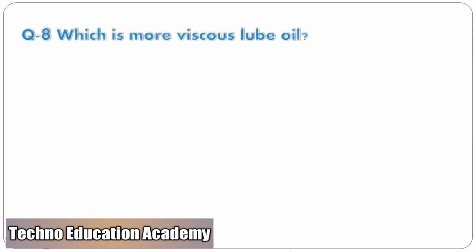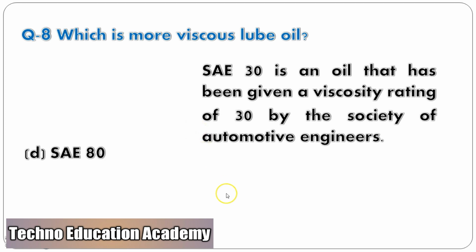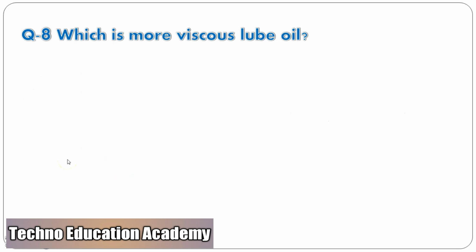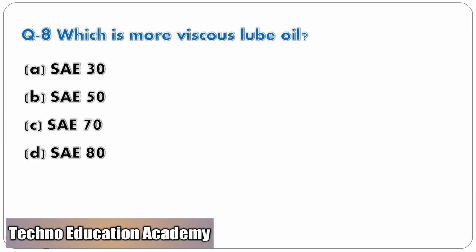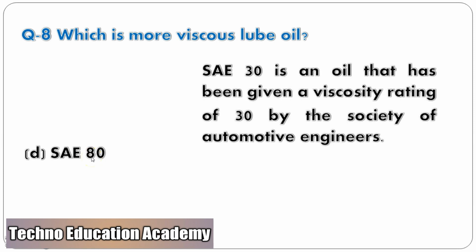Question number 8. Which is the more viscous lube oil? Option A, SAE 30. Option B, SAE 50. Option C, SAE 70. Option D, SAE 80. So the right answer is option D, SAE 80. SAE stands for Society of Automotive Engineers. SAE 30 means an oil that has been given a viscosity rating of 30 by the SAE. According to the numbers in options A, B, C, D, the highest rating of lube oil is SAE 80. So SAE 80 is the more viscous lube oil.